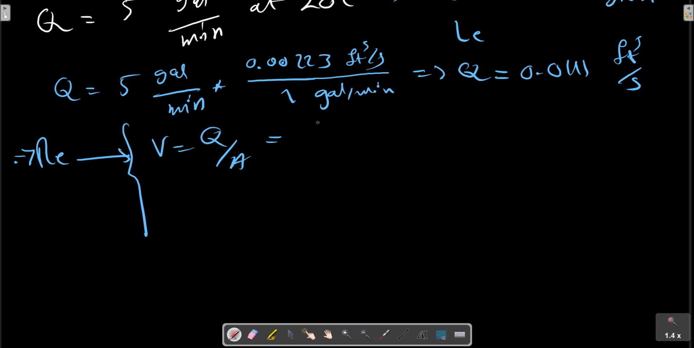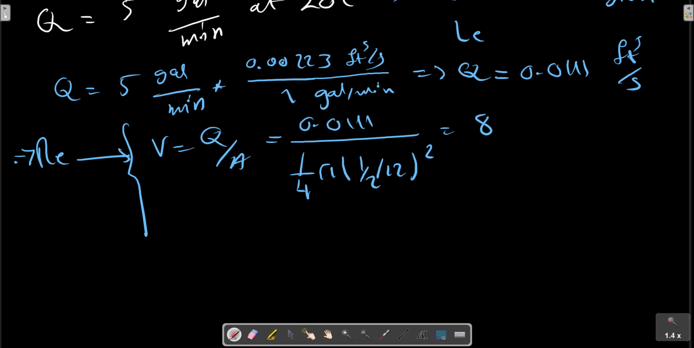We have D and also Q. We can calculate the velocity, multiplying by 1 second, as the diameter in inches converted to feet, giving V in foot per second.